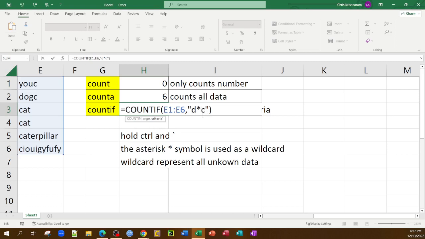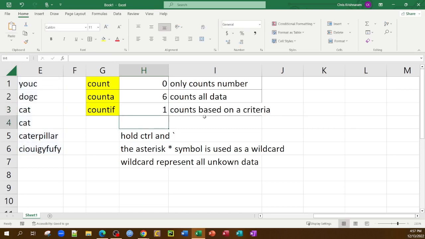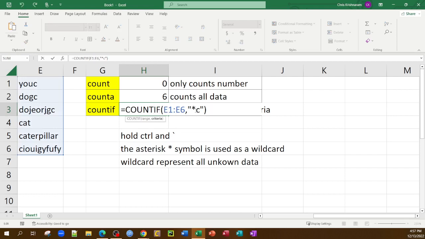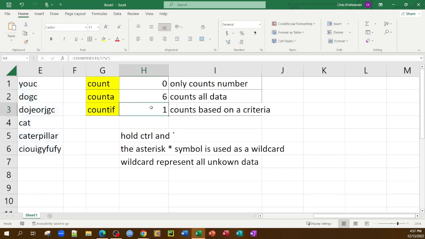So for example, I could say starting with the letter D and ending with the letter C. So notice I have 1 here because I have dog starting with the letter D and ending with the letter C. So D and ending with C. So notice I now have 2 here. I could also do starting with C, ending with Y. Notice I now have 1 because I have this here starting with C, ending with Y. So if I put a Y at the end of caterpillar, notice I now have 2.